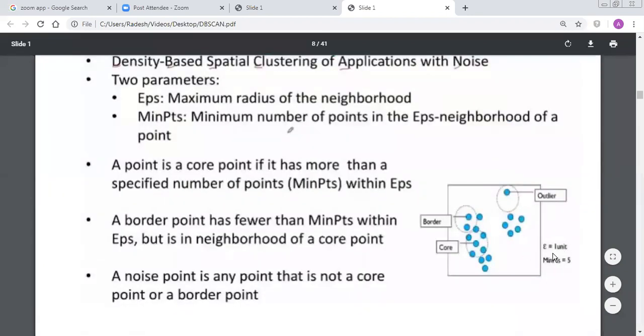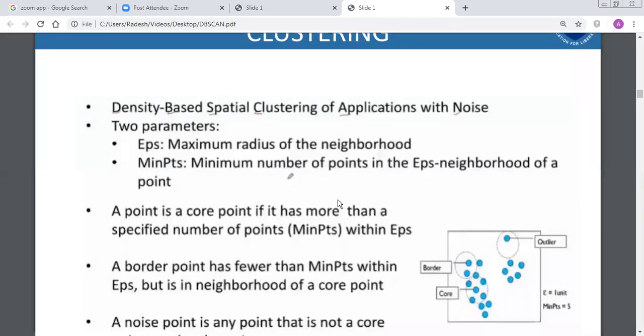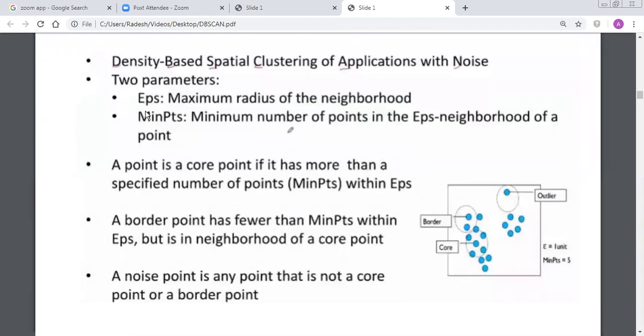So if you see here, the epsilon is represented as 1 unit and the minimum points are 5 in number. So the given data set is going to be divided into 3 different categories. The first important thing we need to remember in order to implement the DBSCAN clustering technique is that we need 2 important parameters. One is the EPS, which is nothing but the maximum radius of the neighborhood, and the next one is the minimum points.